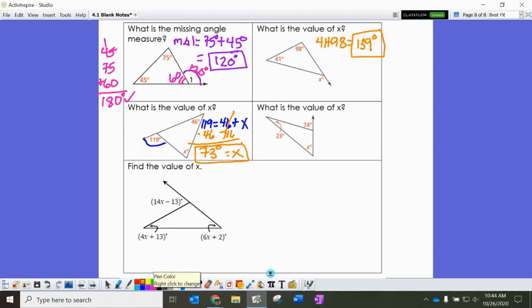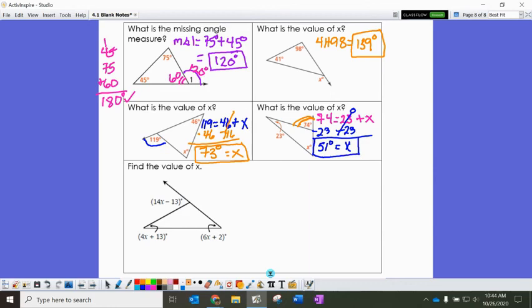Taking a look at this next one. Again, they gave us the exterior angle here is 74 degrees, but they only gave us one of the 2 remote interiors. No problem. We know that exterior angle, 74, equals the sum of the 2 remote interiors, 23 and x. So once I set up an equation that's true, then I can just solve for x. So I'm going to subtract 23 from both sides. And that gives me x equals 51 degrees.